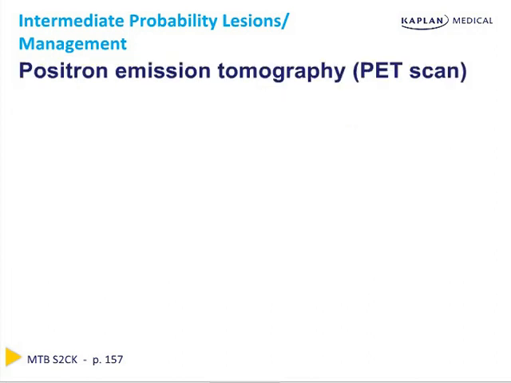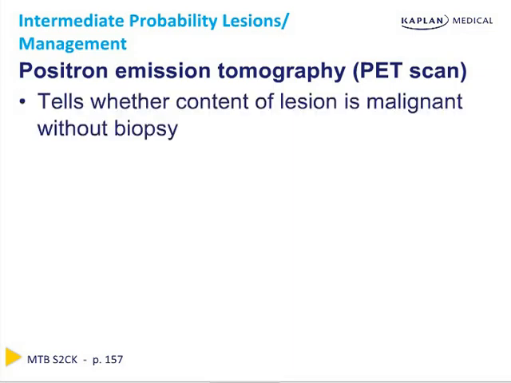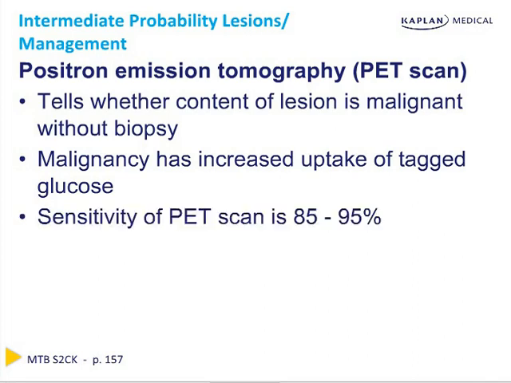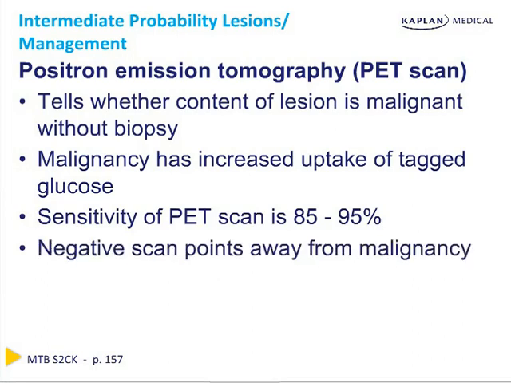Another way to manage intermediate probability lesions would be through positron emission tomography, or PET scan. This can tell you whether the content of the lesion is malignant without biopsying the lesion. Malignancy has increased uptake of tagged glucose. That's because these cells have higher metabolism than normal cells. A PET scan is about 85 to 95% sensitive. A negative scan therefore points away from malignancy.